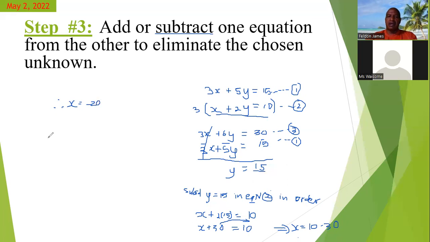Minus 20. All right. So hence x equal, and this is our conclusive statement. So when we say hence, x is equal to minus 20 and y is equal to 15. And that's how you conclude your answer.